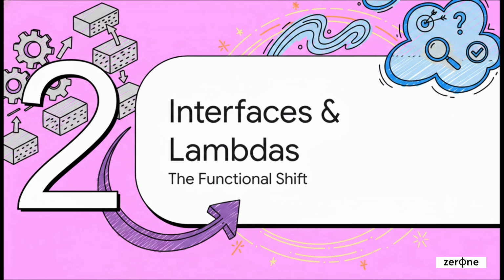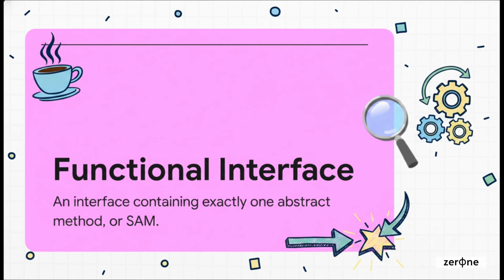Section 2. Interfaces and Lambda Expressions, the functional shift. Okay, the entire functional programming revolution in Java rests on one critical concept, the functional interface. It sounds intimidating, but it's actually simply an interface that contains exactly one abstract method. Because it only has one unimplemented method, it's often referred to as a SAM, a single abstract method interface. So the crucial point here is this: because the compiler knows there's only one possible action this interface can perform, it allows us to use some absolutely brilliant programming shortcuts, which we're going to see in just a second.